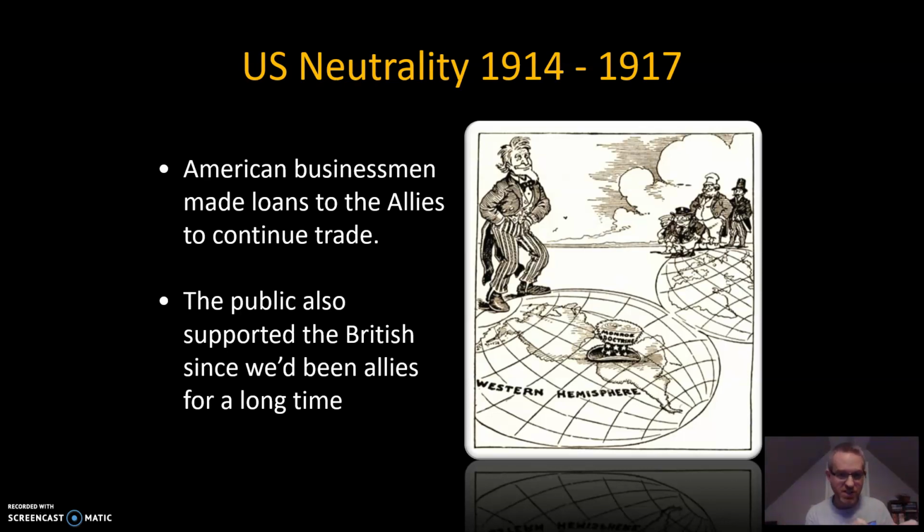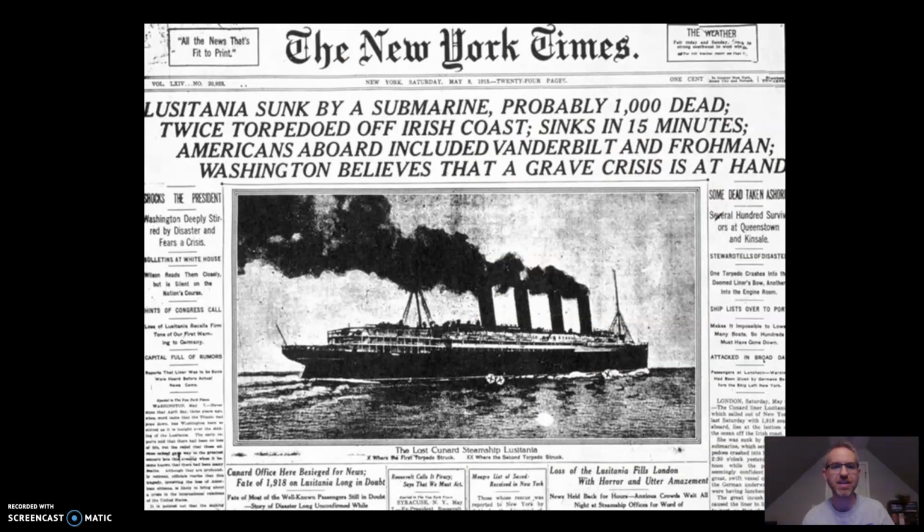American businessmen look at the issues and they tend to side with England in part because of the trade that's continuing. And so in order to keep that trade afloat, a lot of American businesses give loans to the allies in Europe, including the British. The public supports Britain. We've been allies with them for a long time. And they speak English, which, don't discount how much Americans like speaking English. It's kind of a big deal.